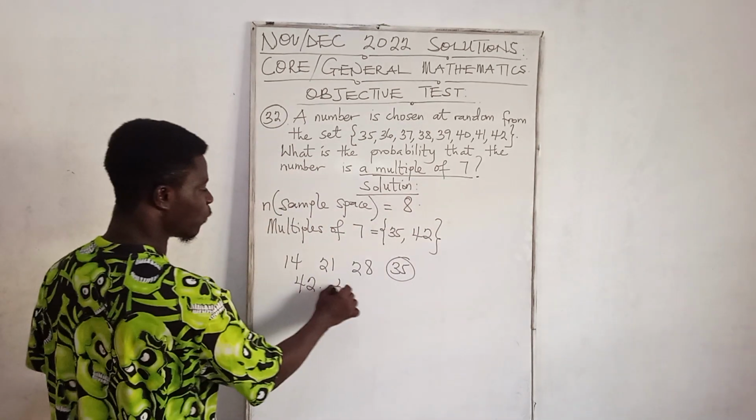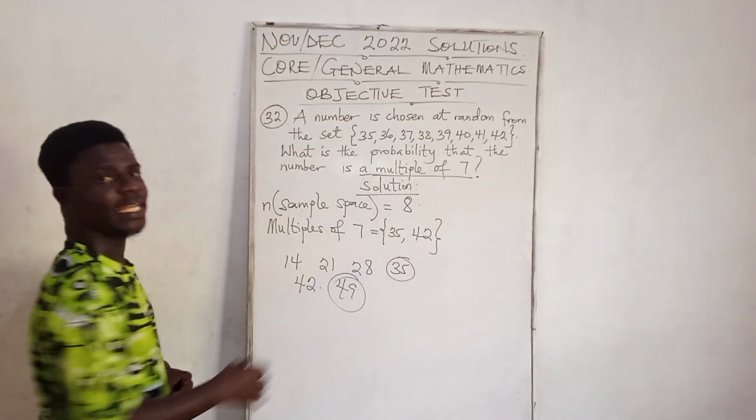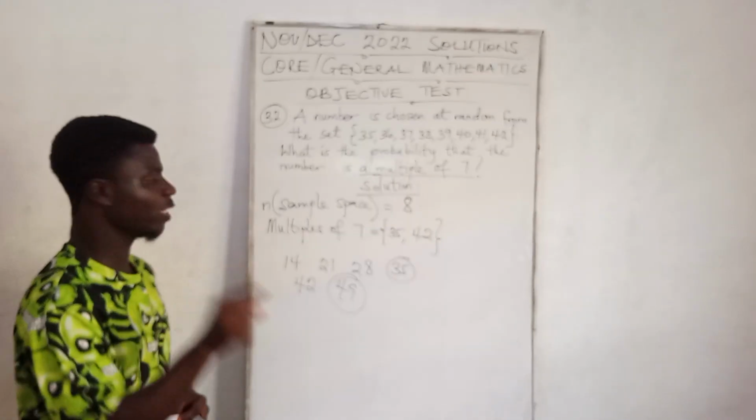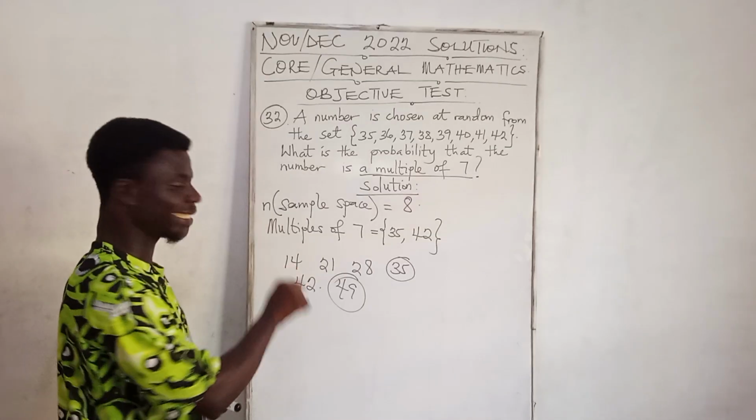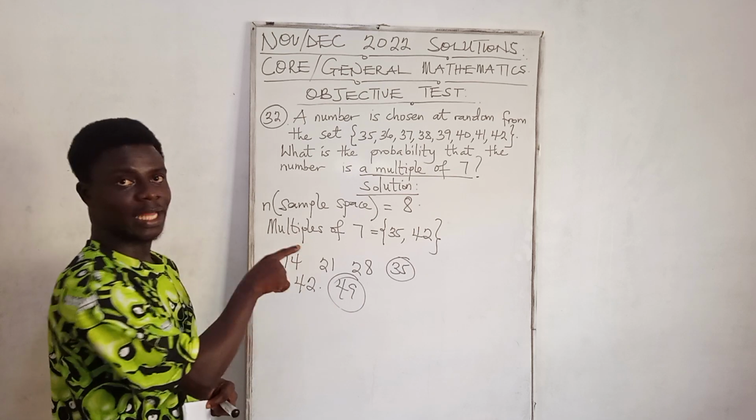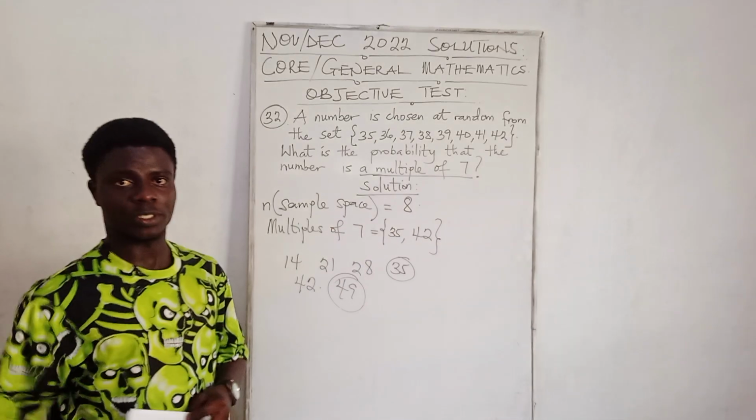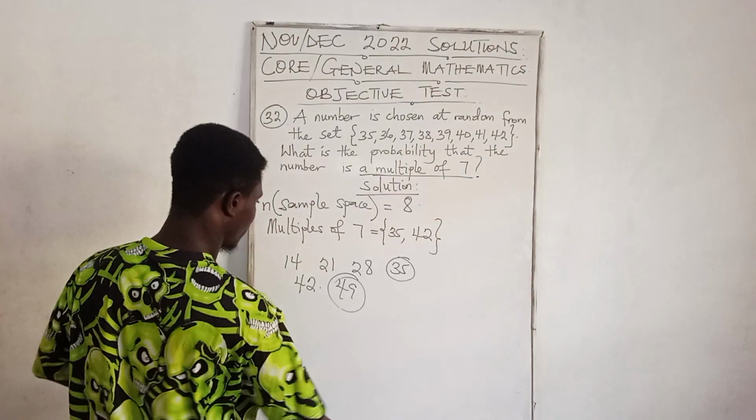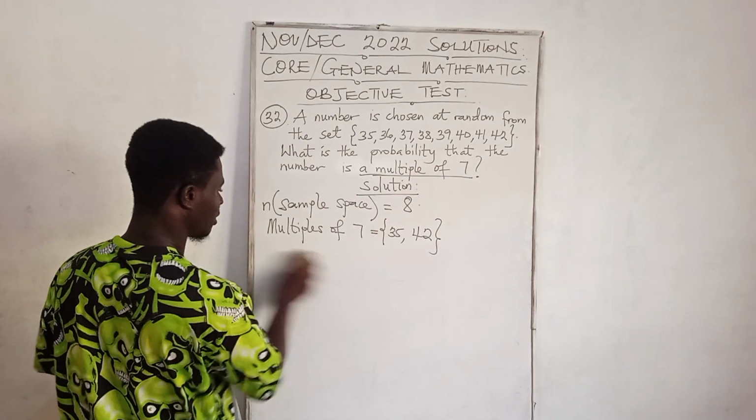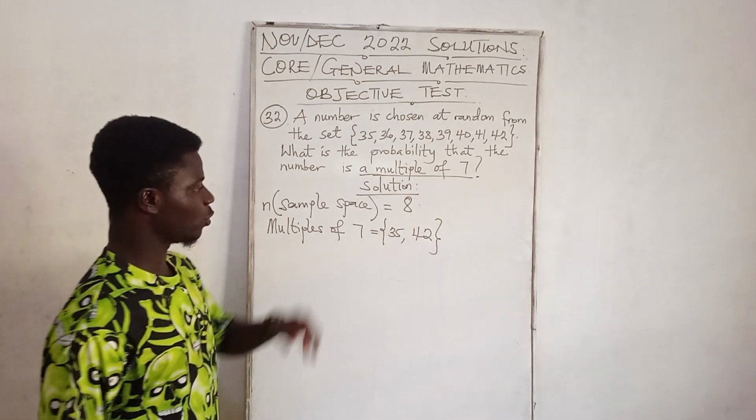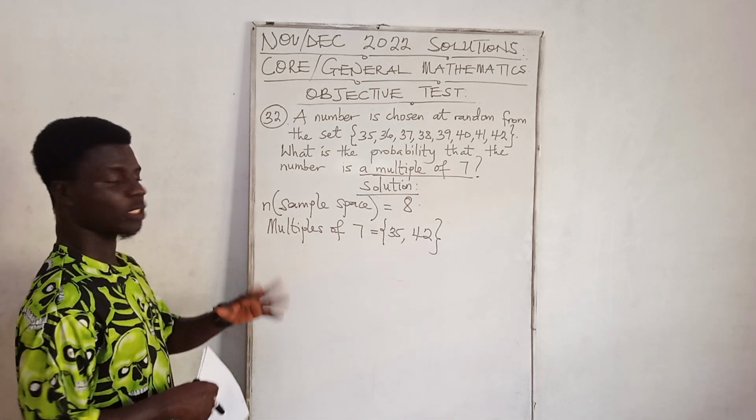Then 7 times 7 is 49. We don't have 49 inside, but it is a multiple of 7. Since you don't have 49 inside, you do not list it or take 49 as part of the multiples of 7. So kindly take note of that. So now let's proceed. We have 35 and 42 as our multiples of 7.